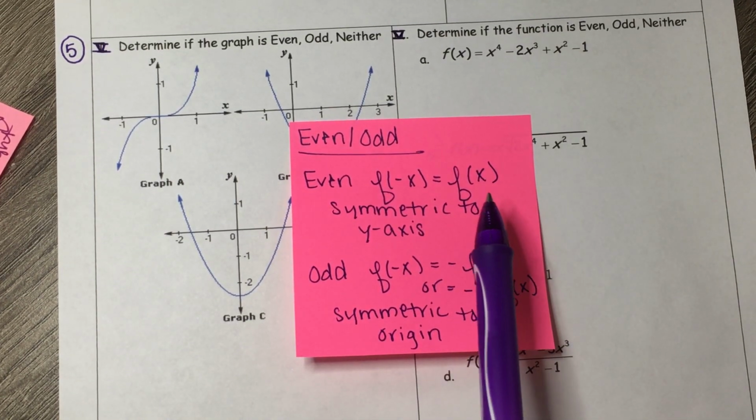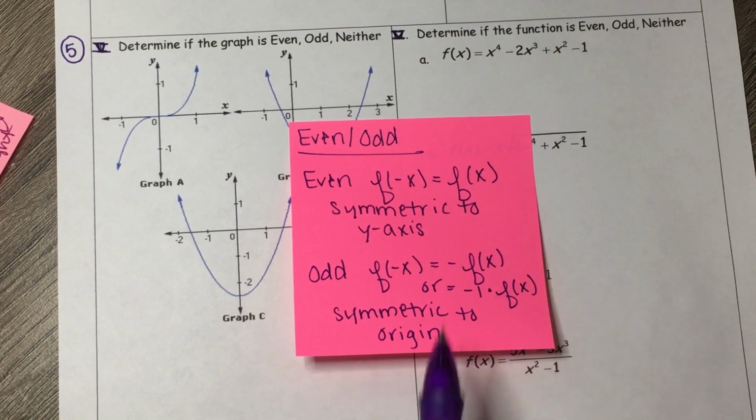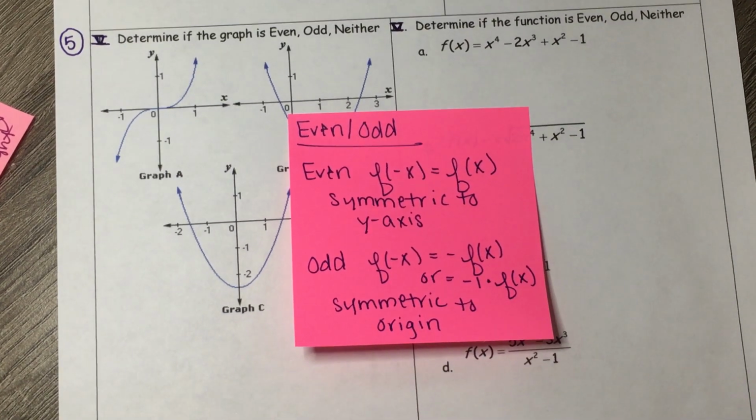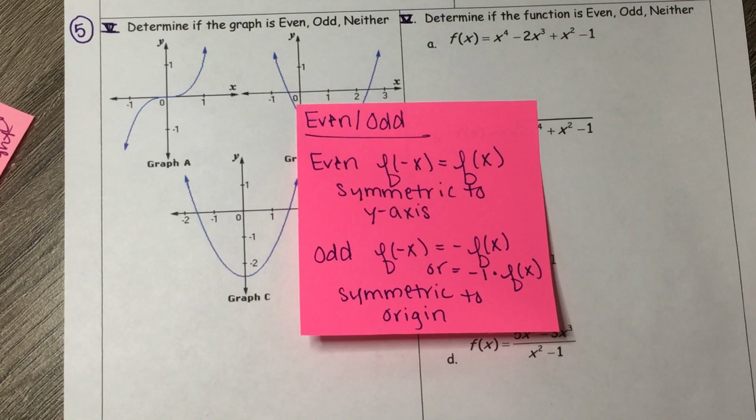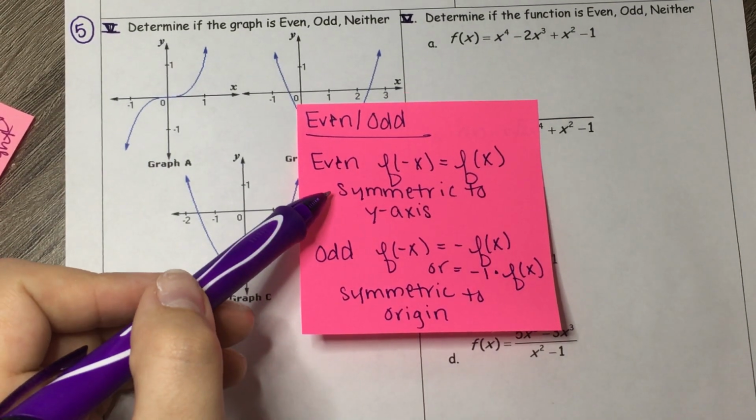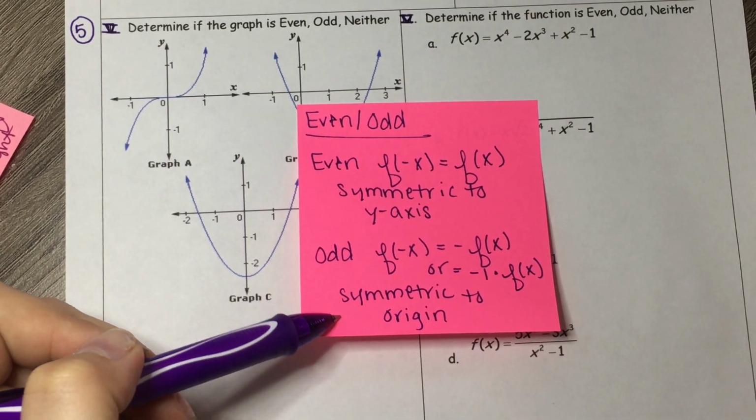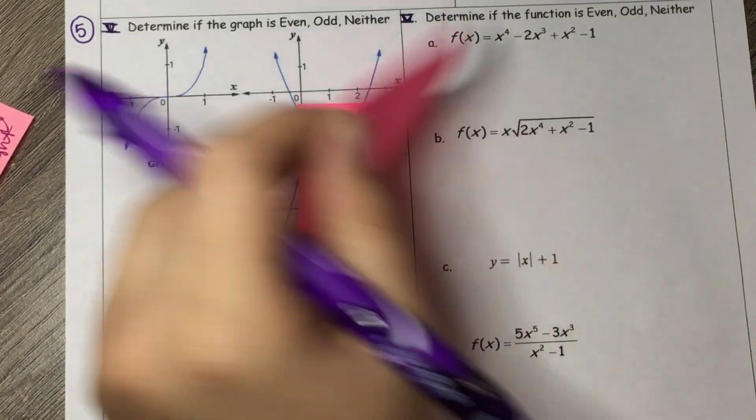If you get out the same function you started with, it's an even function. If you get out the same function you started with and it's multiplied by negative 1, it is an odd function, and then if it's not even or odd, we say it's neither. Even functions with graphs are symmetric to the y-axis, and odd functions are symmetric with the origin.